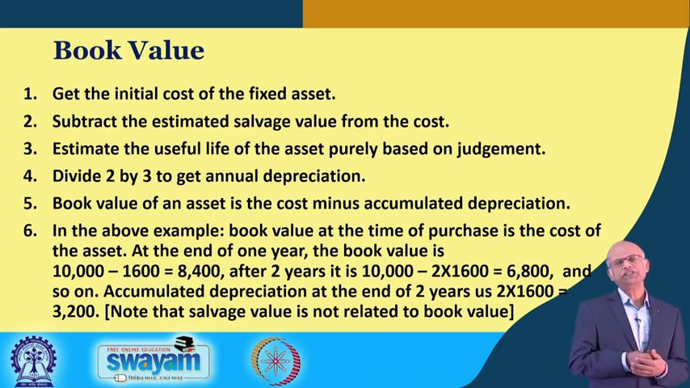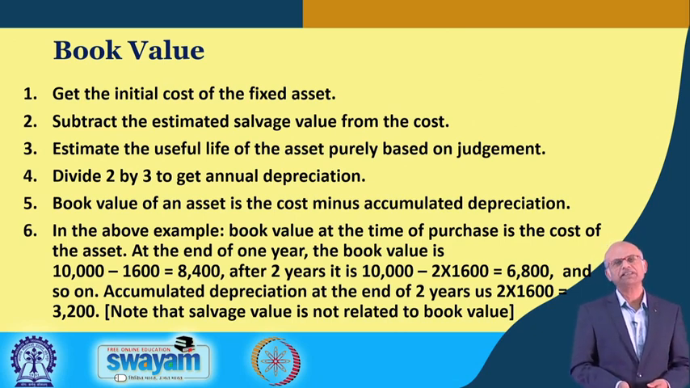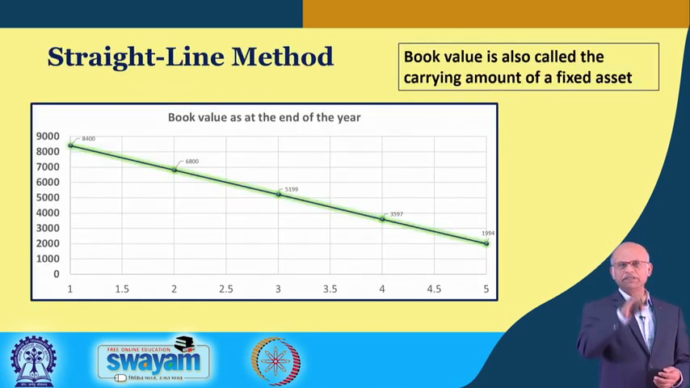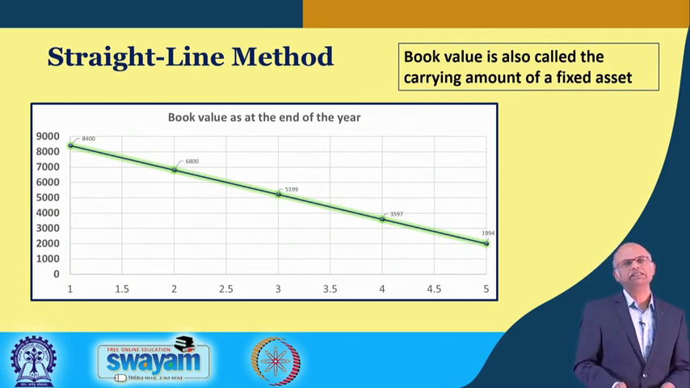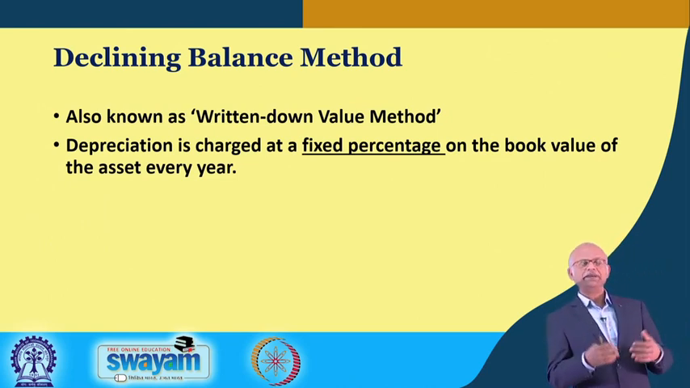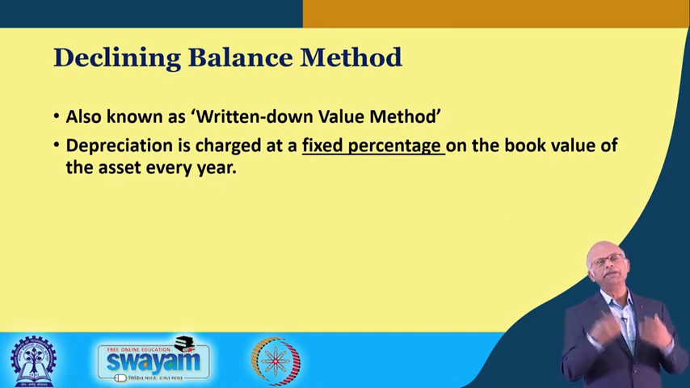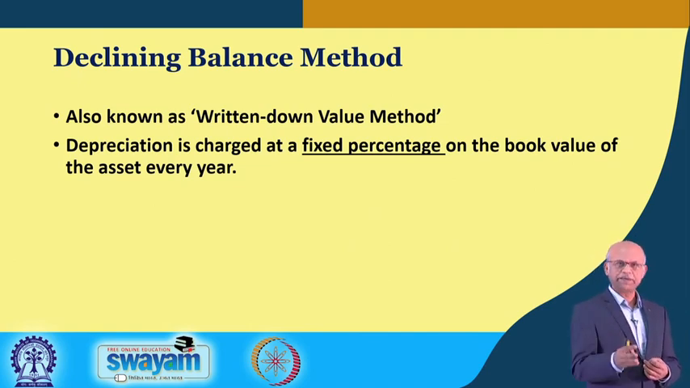So, how to estimate book value under the straight line method? These are the steps. Everything has already been discussed. This is how the book value reduces in a very straight line manner, and that is why it is a straight line method. Declining balance method means every year the value of depreciation reduces. In the earlier method, the straight line method, every year depreciation was the same.